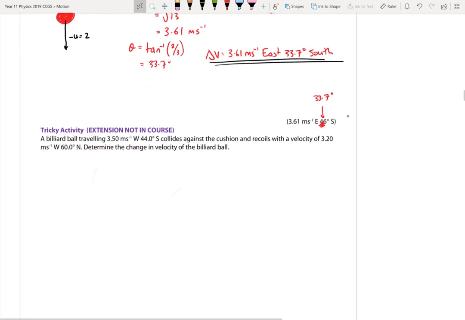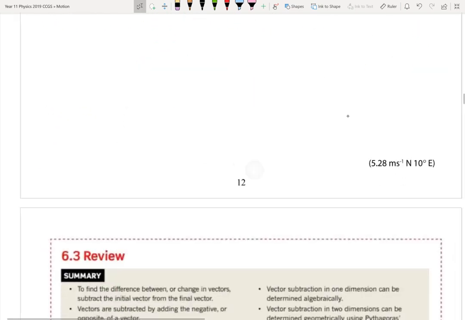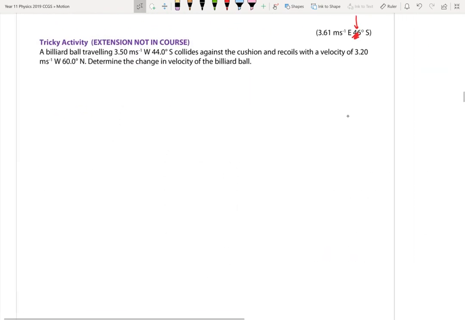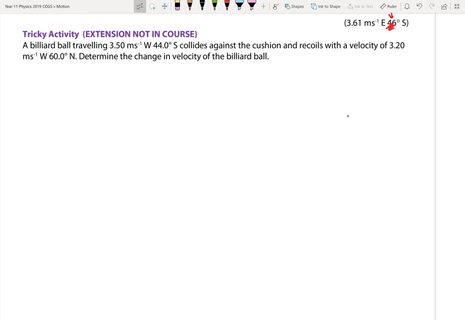Okay. I'd like us all to try this extension question. It will involve a, what's the triangle where none of the side lengths are equal? No, yeah, it'll be a scalene triangle.